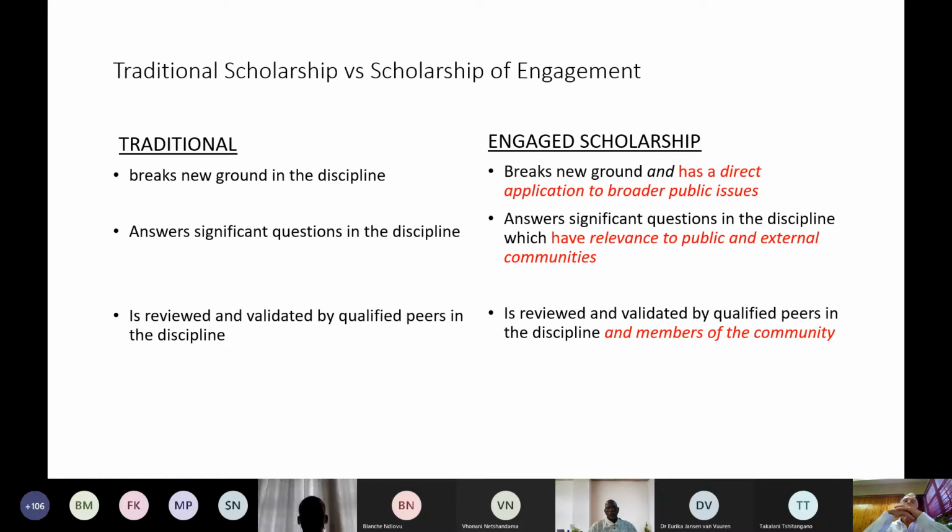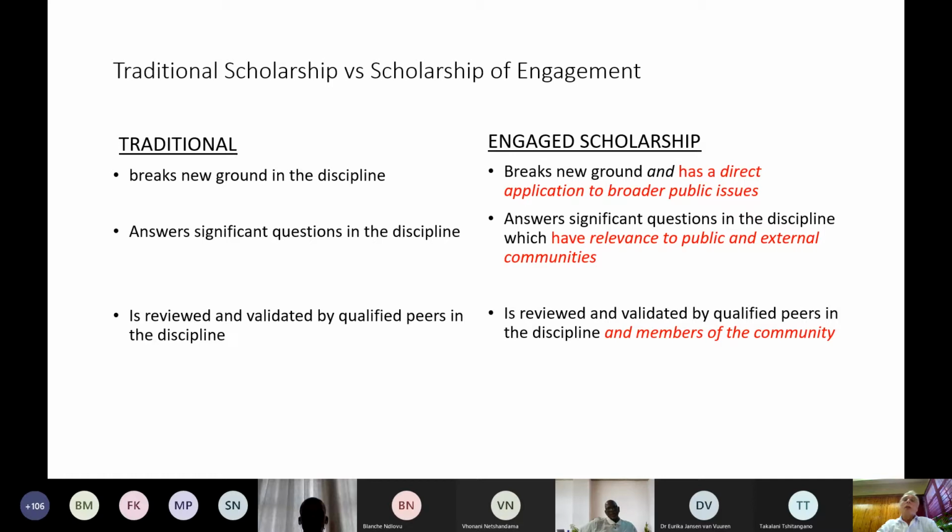Now, when we talk about traditional scholarship and the scholarship of engagement, how does it differ? Well, the traditional scholarship breaks new ground in the discipline. With engaged scholarship, it does the same thing, but it has a direct application to broader public issues.